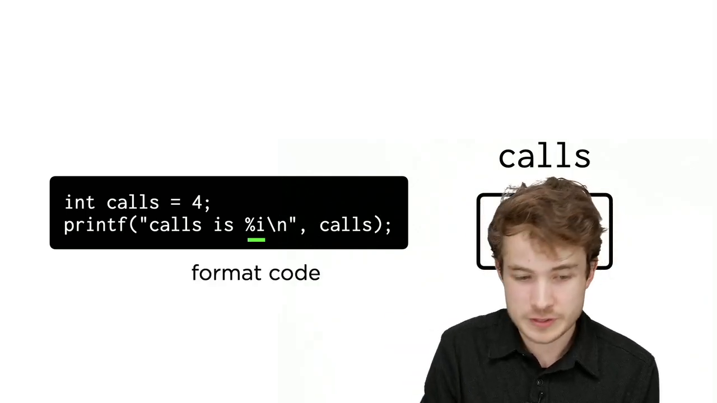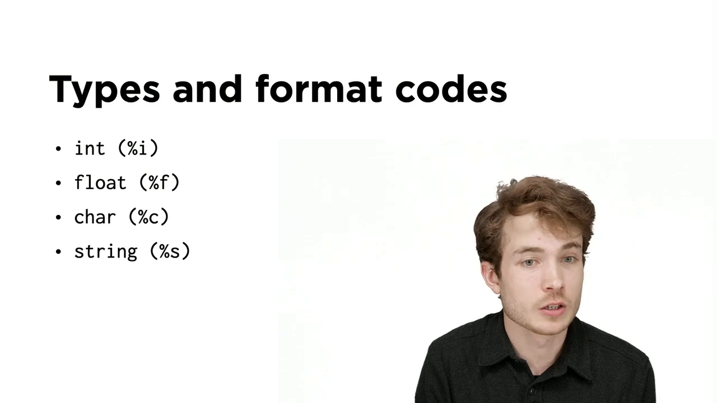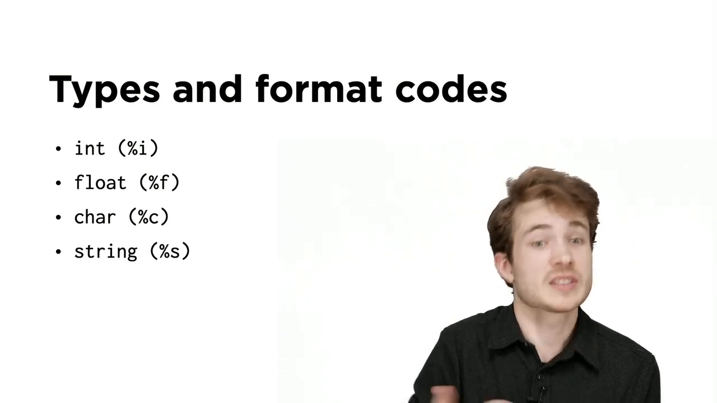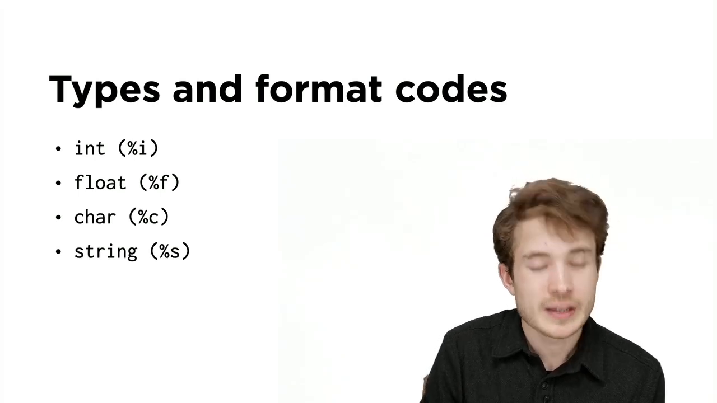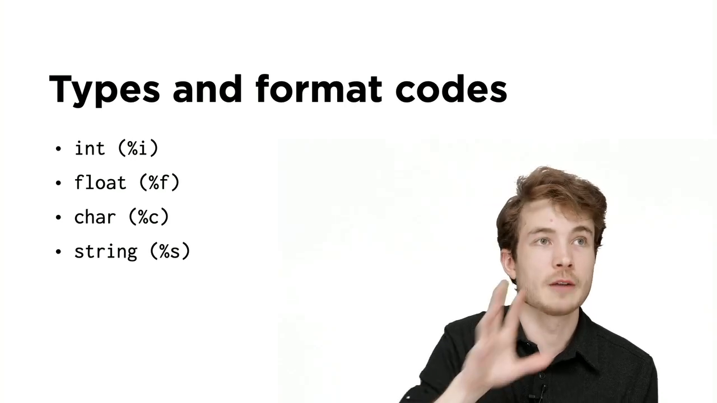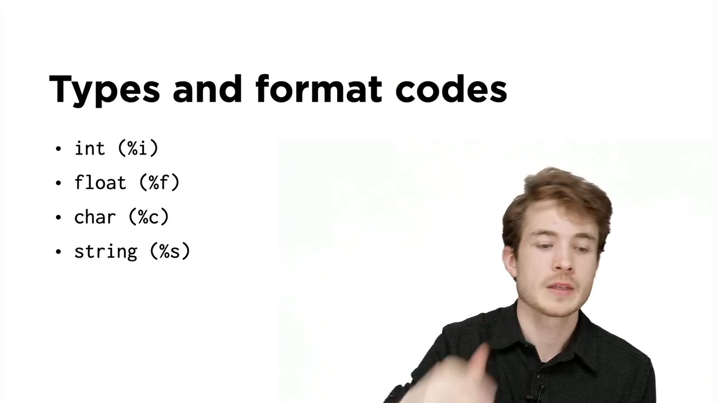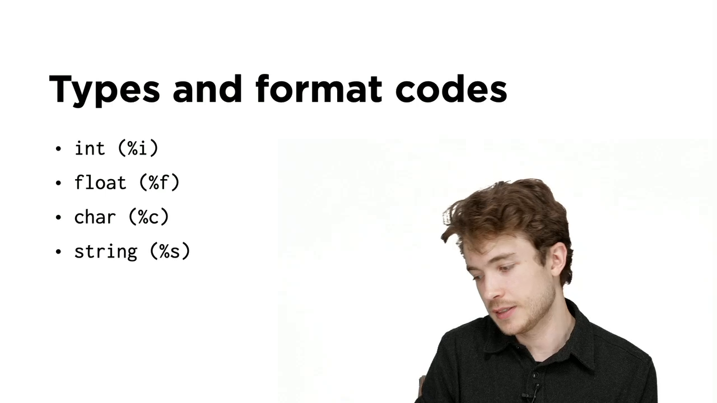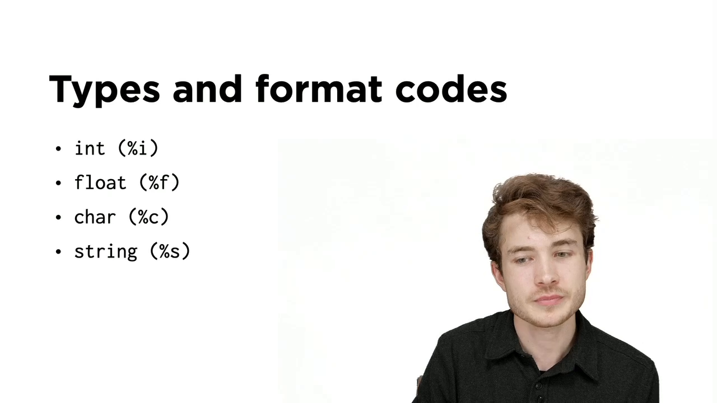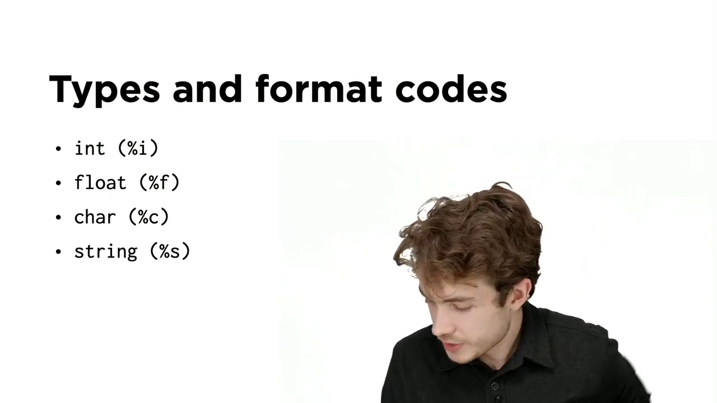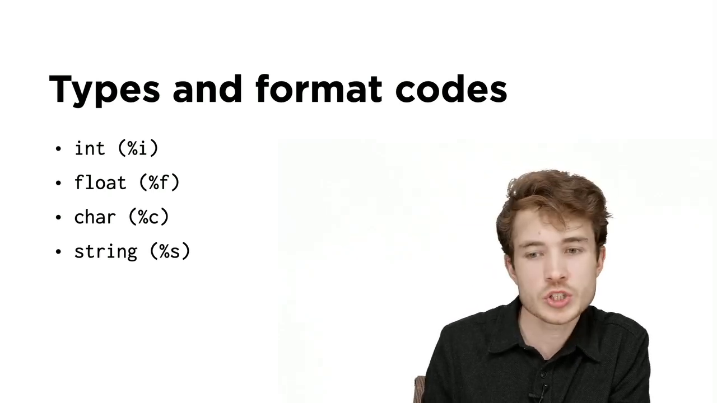So there are a few other format codes you're probably familiar with. A few of them look like this. We have this one for integers, %i, that we saw earlier. One for floats or decimal numbers, %f, one for characters, %c, and one for strings, not just single characters, but whole collections of text like we saw earlier, that would be %s. So you'll see these over time as well. So questions then on types and format codes, which ones we should use in which cases?